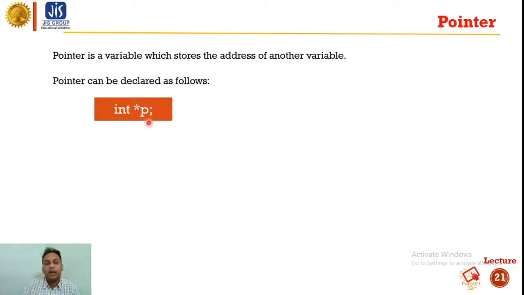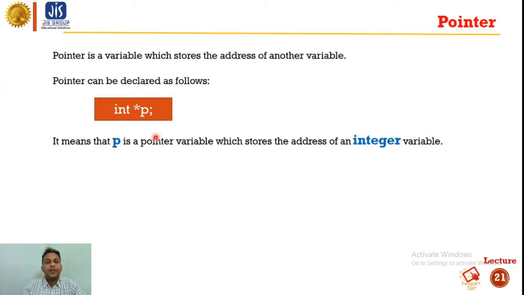The name of the pointer variable is p. This int does not mean that the type of p is int. This means that p will store the address of an integer variable. So what does int *p mean? It means p is a pointer variable which stores the address of an integer variable. So concentrate on this integer part.